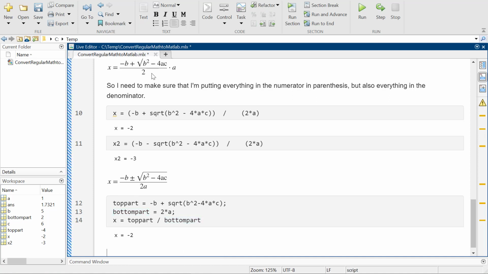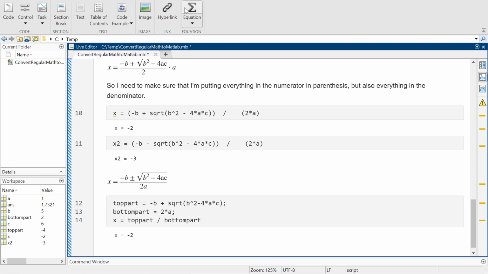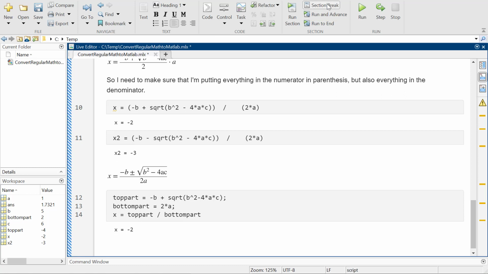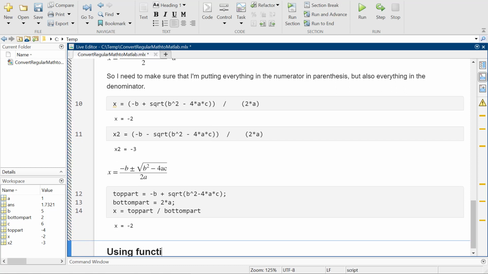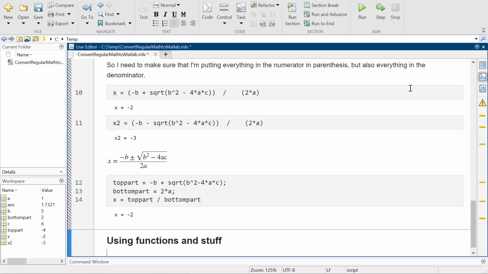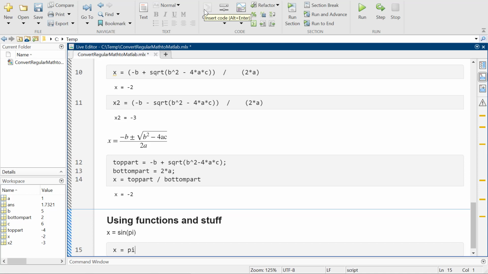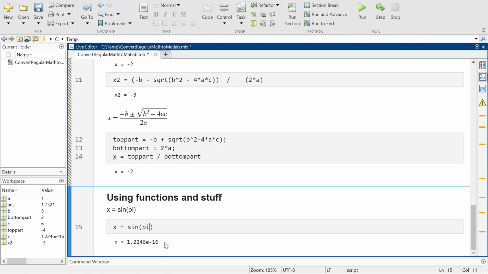A couple of things. In general, Matlab is pretty obvious with functions. So if I want to do something in Matlab, like x equals the sine of pi, it's pretty straightforward. X is sine of pi. It's supposed to be exactly 0, but it's super duper close to 0 for reasons.